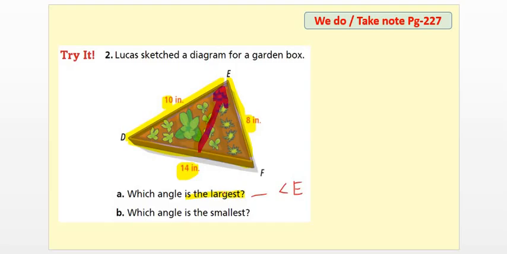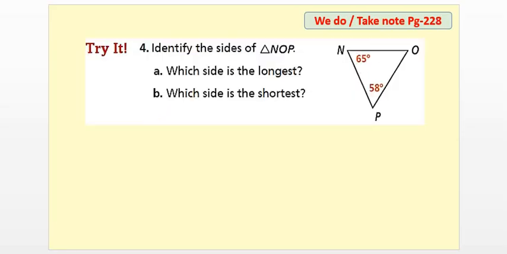Then they are asking which angle is the smallest. Now which side is the smallest? This side is the smallest. Now which angle is lying opposite to it? It's angle D. So angle D is the smallest angle because it is lying opposite to the smallest side. Okay, next question, Try It number 4.